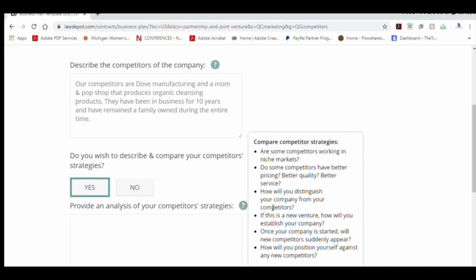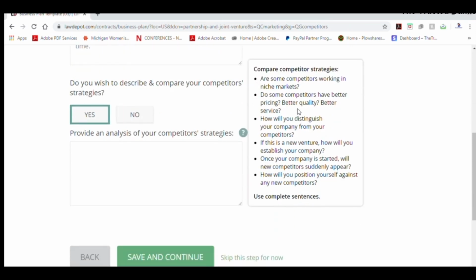So if we push on yes, here are some hints. If you're working in a niche market, some competitors might be working in a niche market, and it's important to let the banks know that you are in a niche market. Do some competitors have better pricing, better quality, better service? So again, that's where we come into cost efficiency. When they have their strategies, is it cost efficient and is it helping them get more bang for their buck on the revenue they generate on their product?